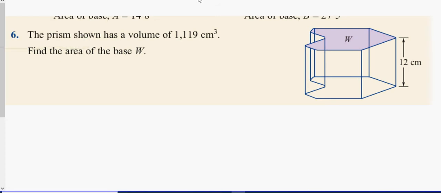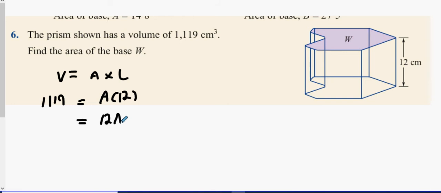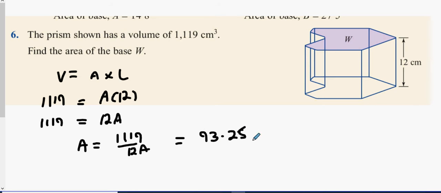A prism has a volume. We discussed earlier that it has the same area all the way through. So volume equals area multiplied by length. What's the length of this? Would everybody agree it's A by 12 equals 1119? 12A therefore equals 1119. Just divide 1119 by 12. And what do you get? 93.25, centimeters squared. Happy days. Easy peasy.